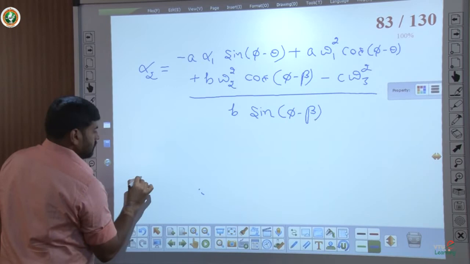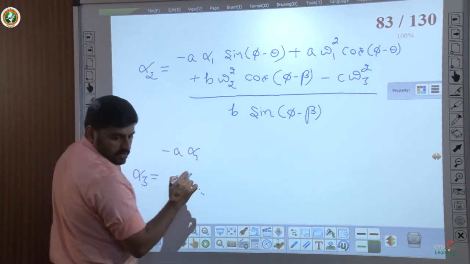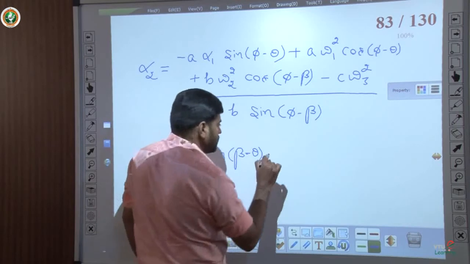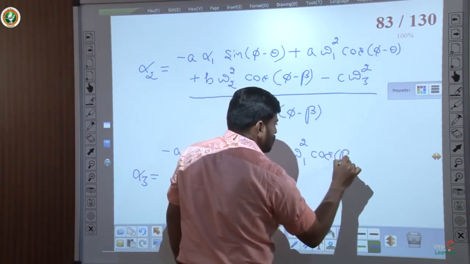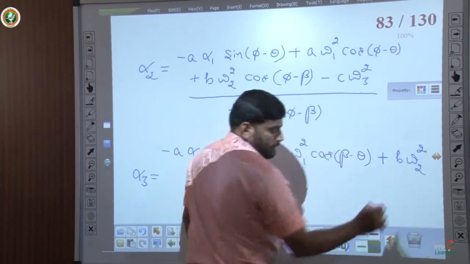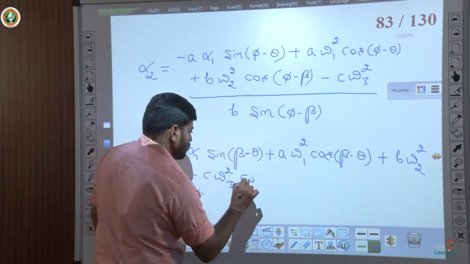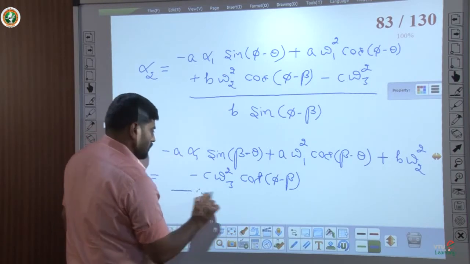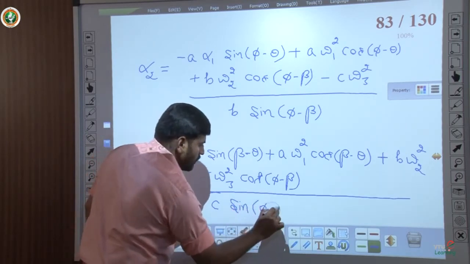So similarly, if you solve, we will get the expression for alpha 3 also. Alpha 3 is turning out to be minus a alpha 1 sin of beta minus theta plus a omega 1 square cos of beta minus theta plus b omega 2 square minus c omega 3 square cos of phi minus beta, whole this thing must be divided by c sin of phi minus beta.